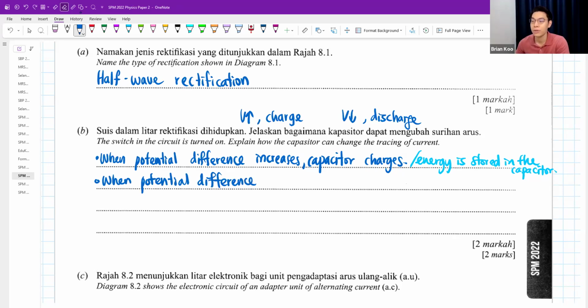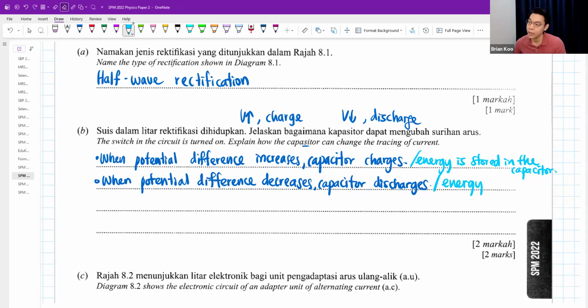When I notice that the potential difference starts to decrease, the graph is falling down, I need to come faster and save the day. The capacitor will now discharge. Oh, by the way, they spelled capacitor wrong. You can follow the spelling, but it's spelled with the letter C actually. Or you can also say energy is released to the circuit. So I charge myself and then I give energy. Charge and discharge, charge and discharge.